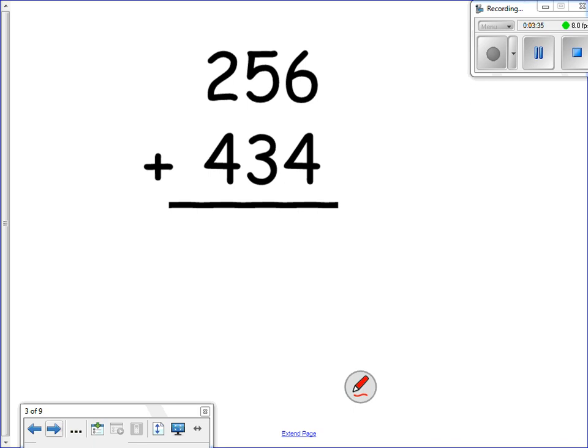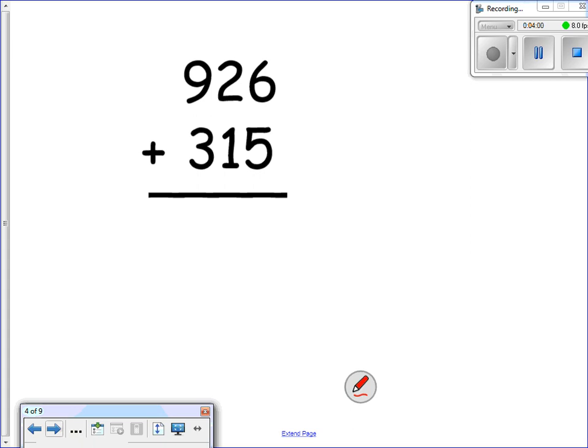My advice, once again, write this problem down, 256 plus 434. Press pause because you know I'm going to be working this out. So I'm going to get going with this. I would press pause if I were you. We have 10. 1 plus 5 is 6, plus 3 we have 9. 2 plus 4 is 6. So my answer is 690.